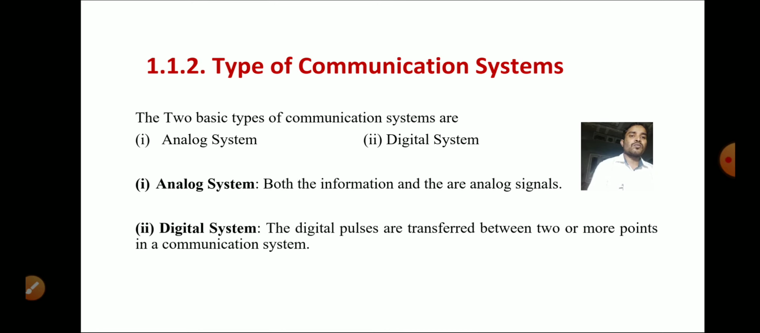In a digital system, digital pulses are transferred between two or more points in a communication system. Digital pulses generally mean we use binary digits 1 and 0. When there is information, 1 will be transmitted, and when there is no information, at that time 0 will be transmitted.